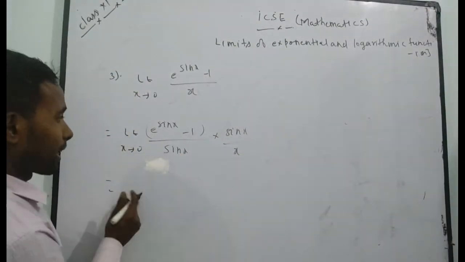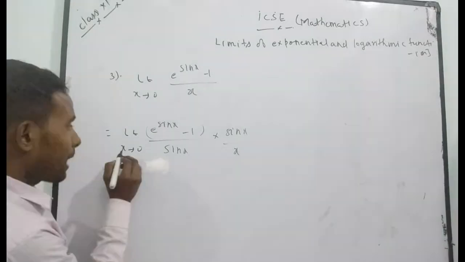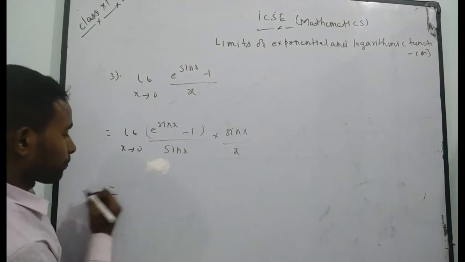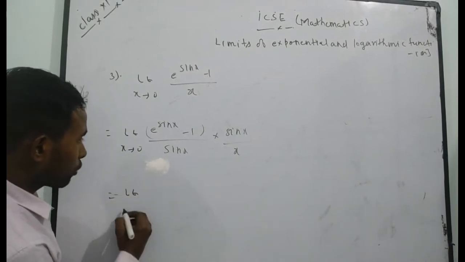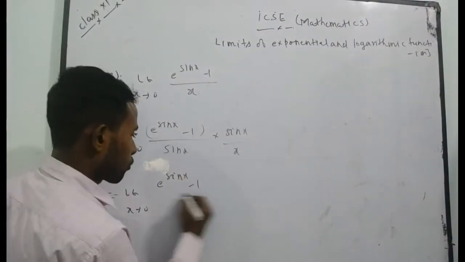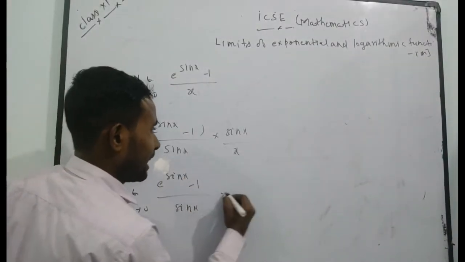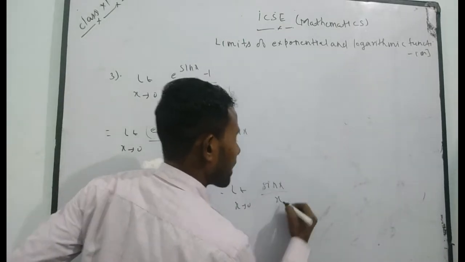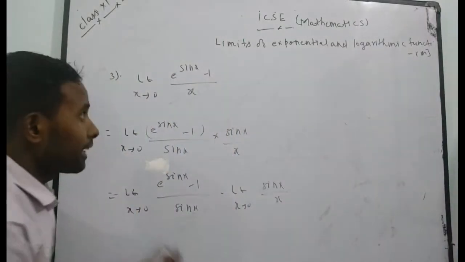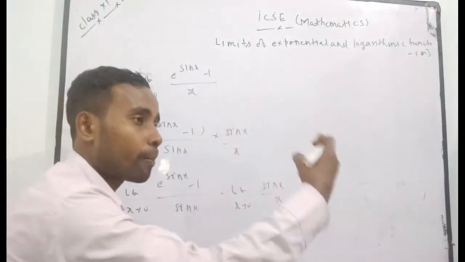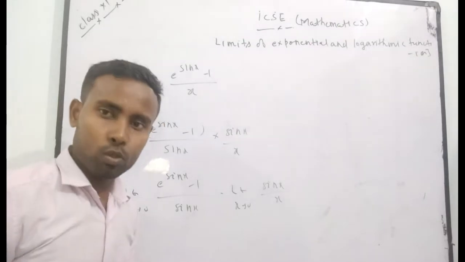Now, can you split it into two parts? If x approaches 0, can you split it into two parts? Limit x approaching 0 of (e to the power sin x minus 1) by sin x, into limit x approaching 0 of sin x by x. Now, as you know, the limit of (e to the power x minus 1) by x is 1, if x approaches 0.